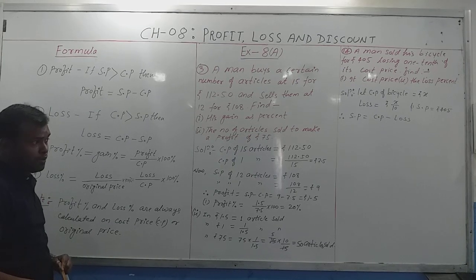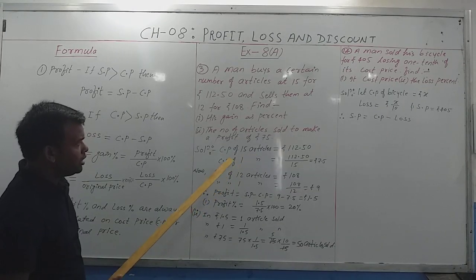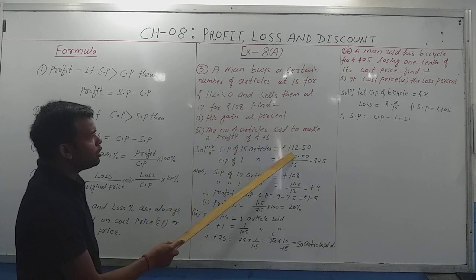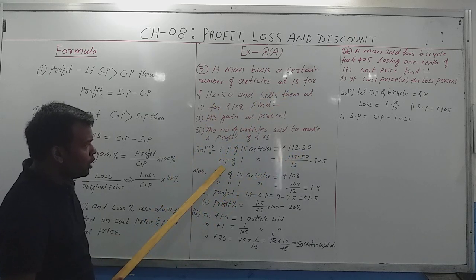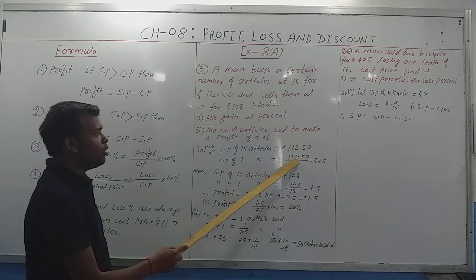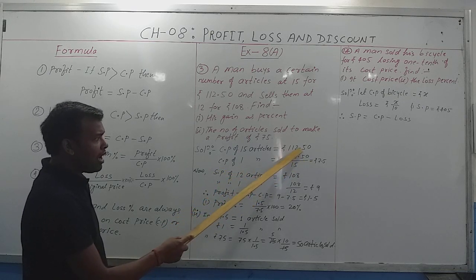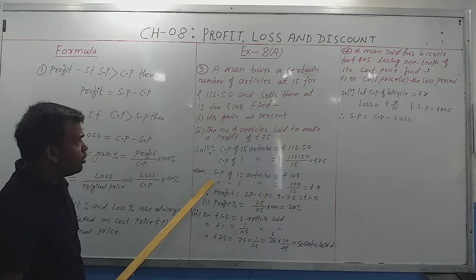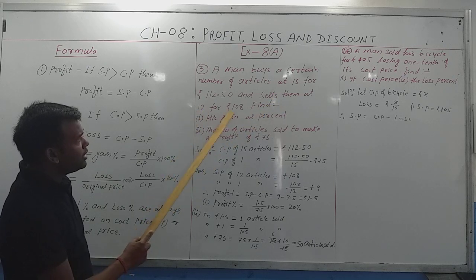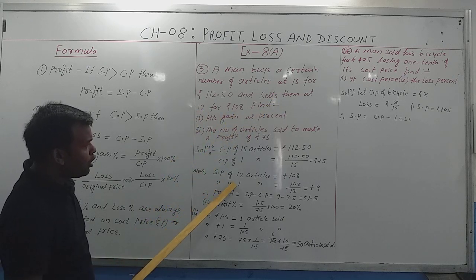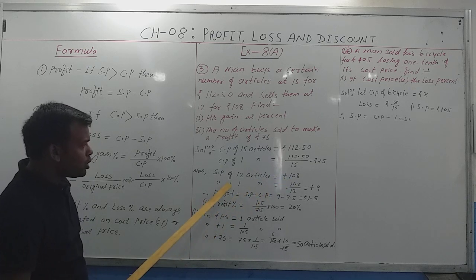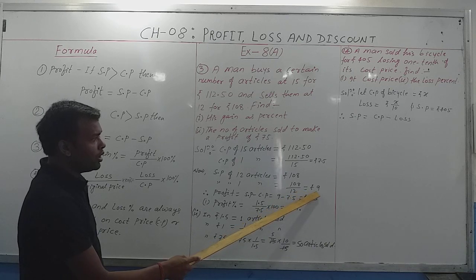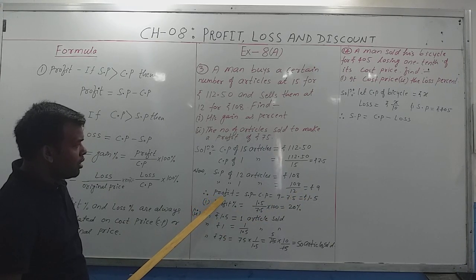Now I am applying here the unitary method. See here, the cost price of 15 articles is equal to 112.50. So cost price of one article is equal to 112.50 divided by 15. After calculations, it will come rupees 7.5. Now, the selling price of 12 articles is equal to 108. So SP of 1 article is equal to 108 divided by 12, which is rupees 9.